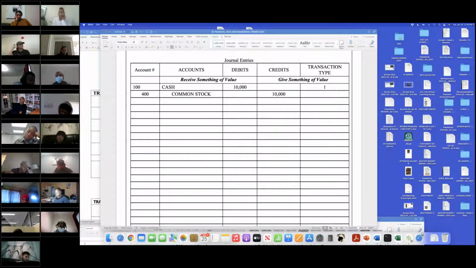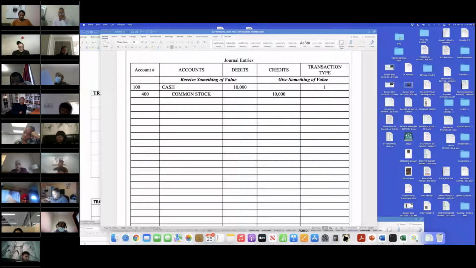Okay, so you said invested the 10,000. That's a type one. I wrote it's a type one. Debit the cash, credit the common stock, and then I know that the cash is 100 and the common stock is 400, and the money invested was 10,000. That's the only thing I know. But on here, I don't know what to do with the 10,000. The 10,000 is in the debit column for cash. What column? Debit, first row, right? Yep. Then the common stock is in the credit column.